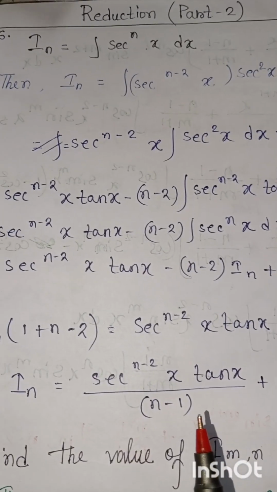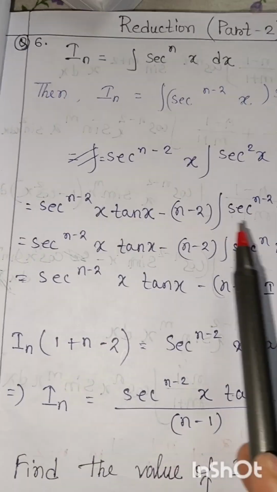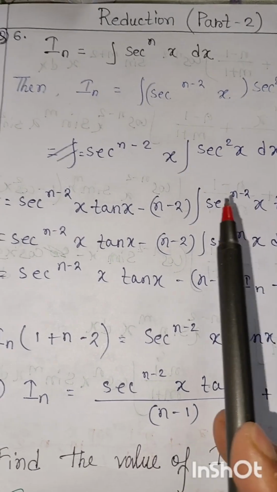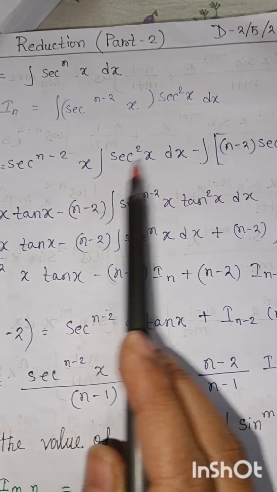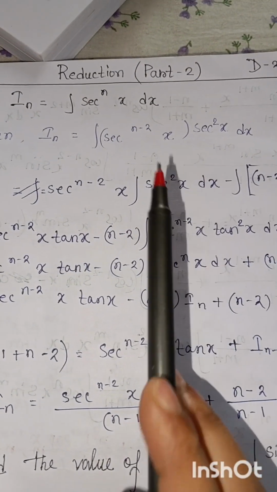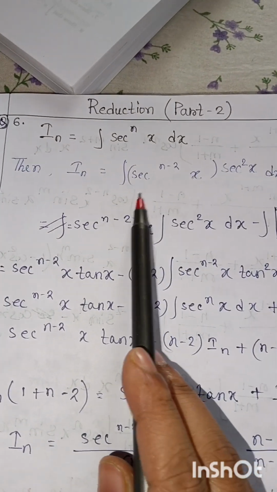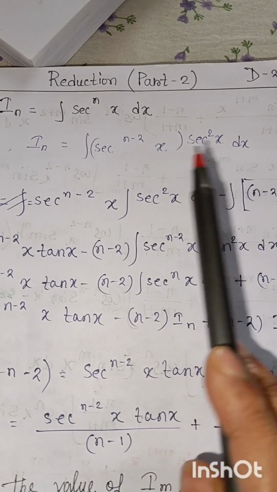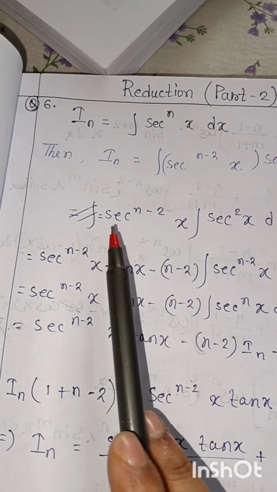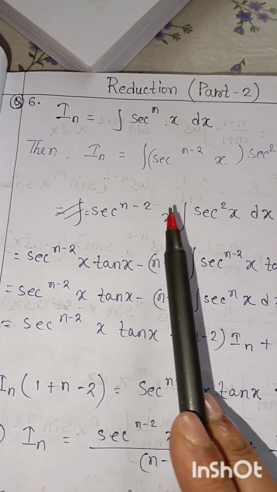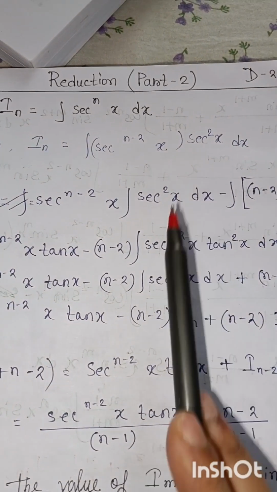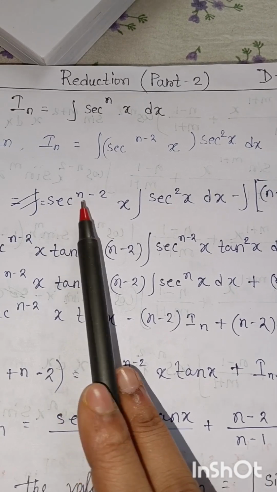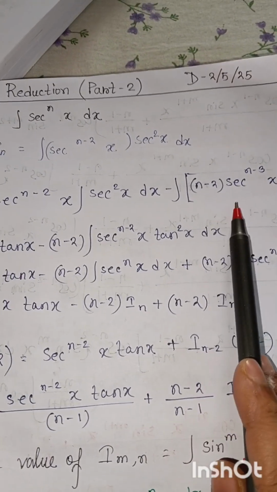For your kind information, I will explain the line again, that is the uv integration. For uv integration, we first choose u and v. Here u is sec to the power n minus 2 x, and v is sec square x. So firstly we keep u, that is sec to the power n minus 2 x, and the integration of sec square x, minus the integration of the derivative of sec to the power n minus 2, that is n minus 2 sec to the power n minus 3.